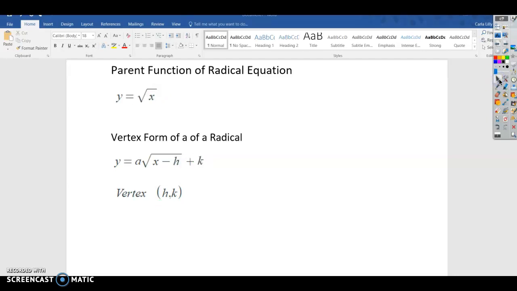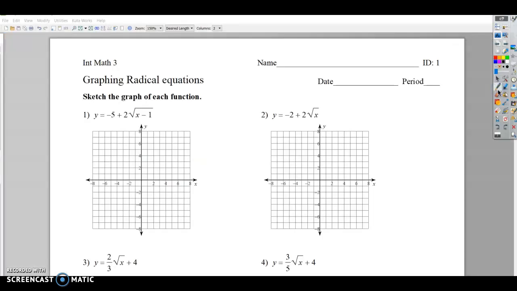If you need to pause this for a minute to write it down, go right ahead. All right, we're going to look at an example on how to graph a radical equation. We're going to start by looking at the vertex. So our h and our k. The k is written on this side of the radical instead of the right side, but that's okay. So opposite h, so 1, negative 5, that's our vertex. So we can go ahead and put that point on here.